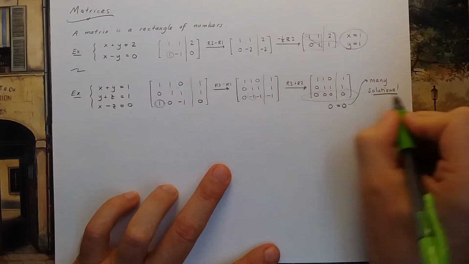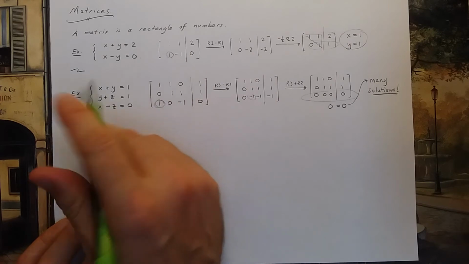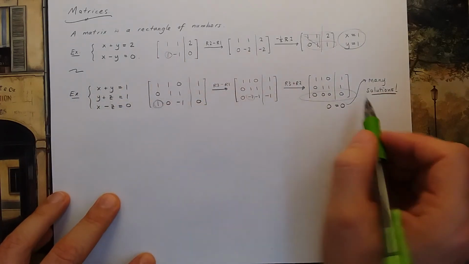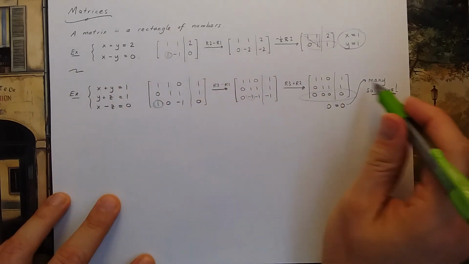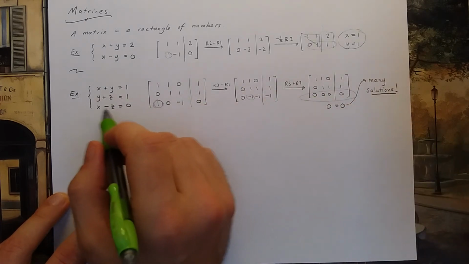I cannot find a unique solution for x, y, and z, but there's a whole parameterized family. That just means there's a lot of solutions to this equation. We can write down what they are in the following way. Since I have 3 equations, I can't find a unique solution.